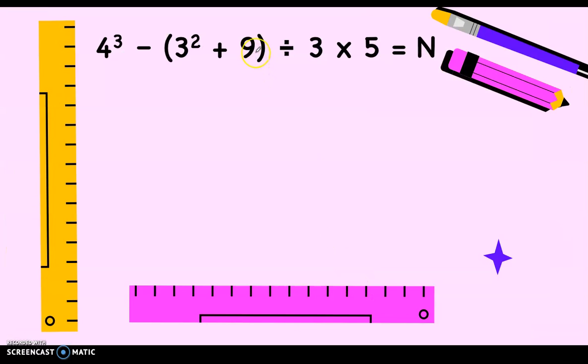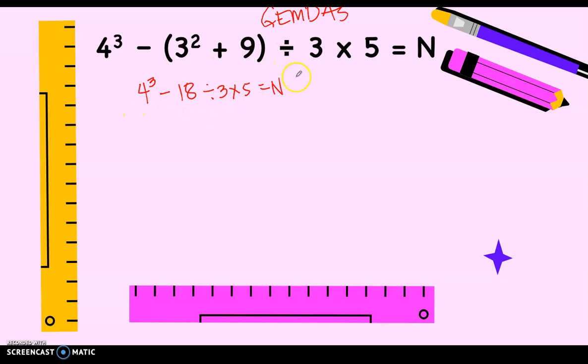Now let's answer this one. Again, we need to follow the GEMDAS. First is the groupings. As you can see here, the groupings is this, inside the parentheses. So inside the parentheses, we have 3 to the power of 2 plus 9. So the rest, you just have to copy so that you will not get confused what we answer. We answer this, so that's what we're going to perform here. 3 times 3, because 3 to the power of 2 is 9, plus 9 is 18. Okay, so this is our first operation for the groupings. Then we copy the rest, divided by 3 times 5 equals n.